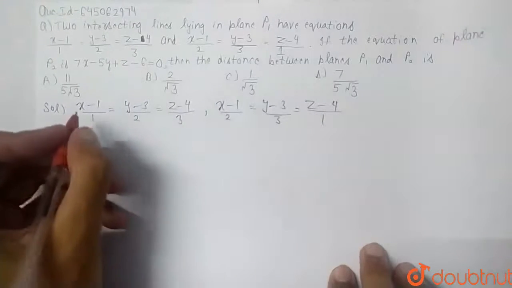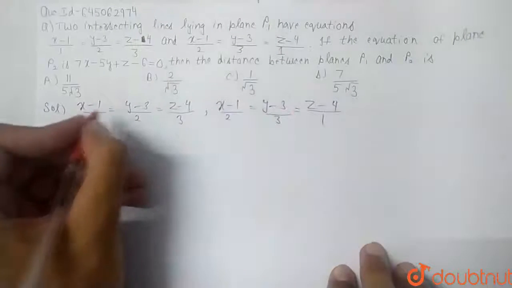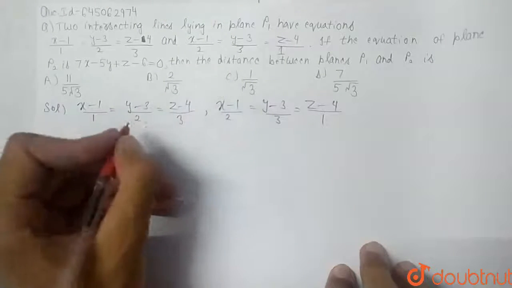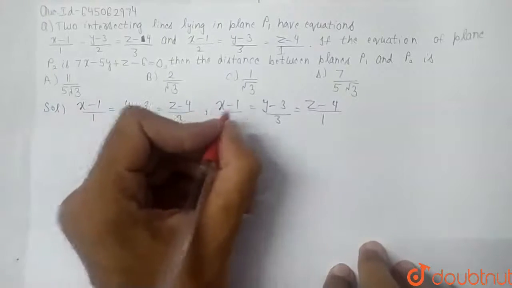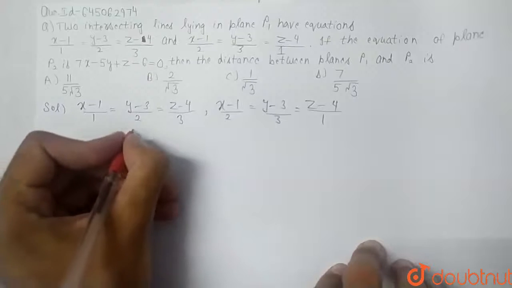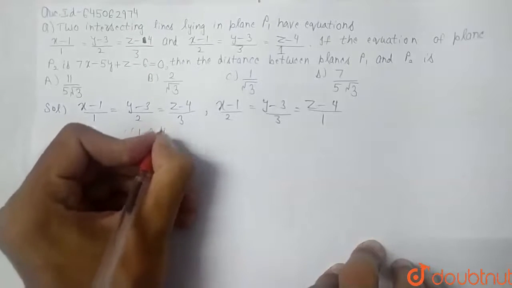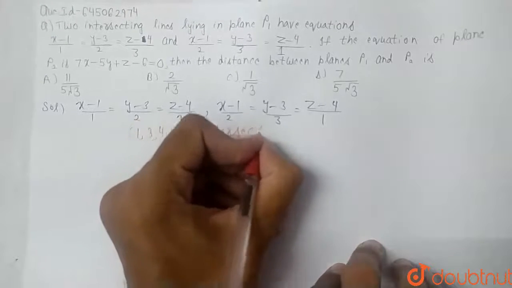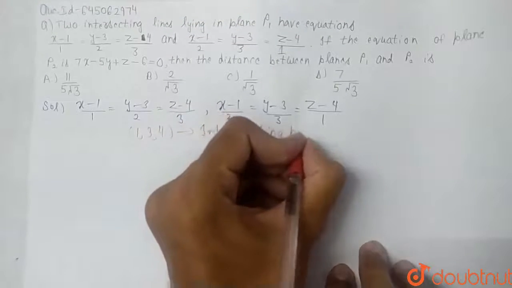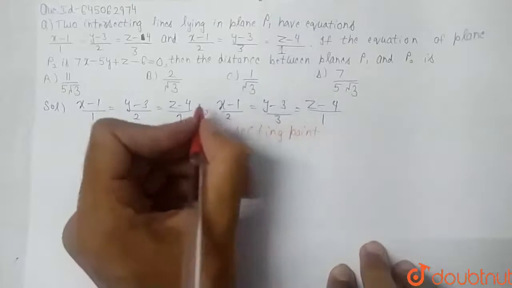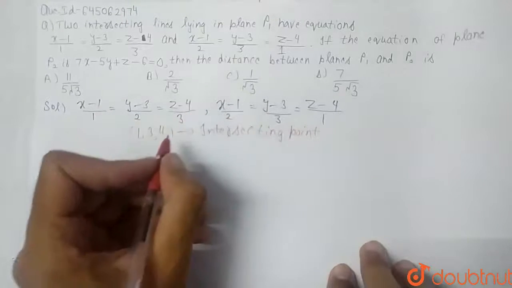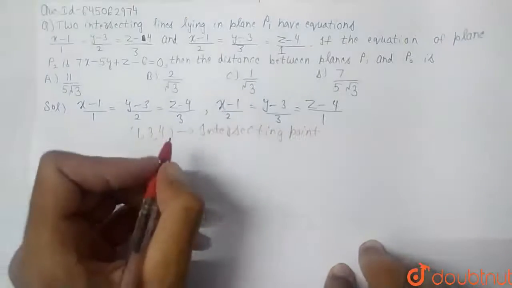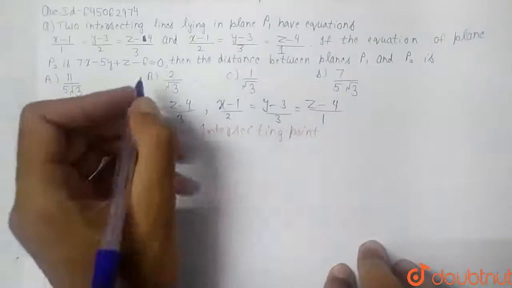Here we can see that 1, 3, 4 are common in these two lines. So we can say that 1, 3, 4 is the intersecting point, the point on the plane at which they are intersecting. So at (1, 3, 4) these two lines are intersecting. Now we will first find the equation of plane P1.